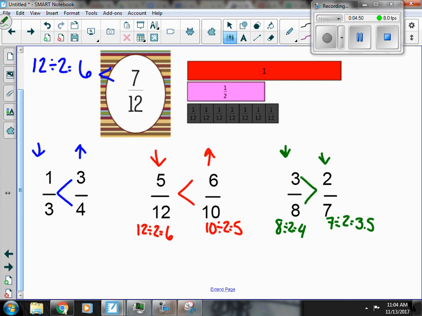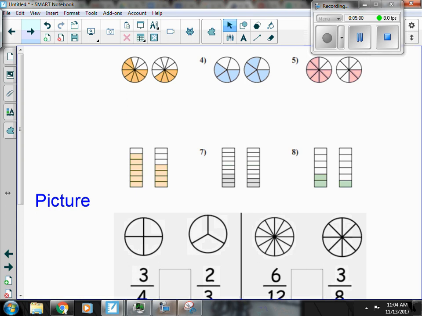So 3/8 is actually going to be the bigger fraction in this case. It's closer to a half than 2/7 is. Our next way is using a picture to help us figure out which fraction is bigger.